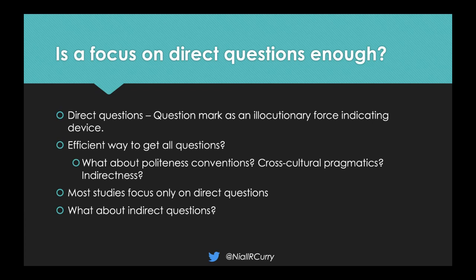For example, thinking about notions of indirectness and whether or not certain cultures might be more inclined to raise questions indirectly, or whether there's a relationship between what questions are doing and the degree of explicitness or implicitness in the question raising. As I mentioned, most studies focus on direct questions, so we see very few studies that actually address indirect questions, and it's because they're hard to find. There's no one thing you can search for that pulls out all the indirect questions.